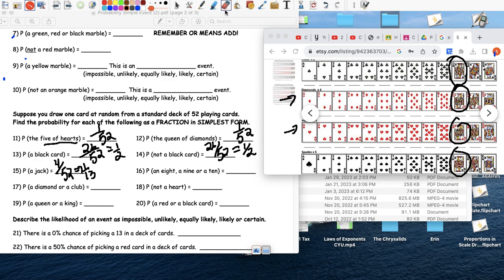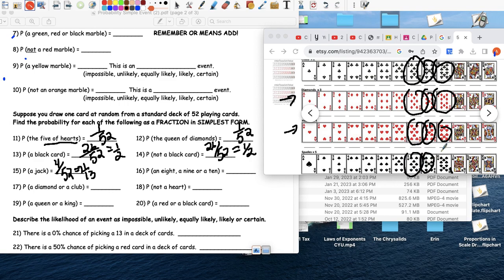An 8, a 9, or a 10. 8, 9, 10 in each suit. So 1, 2, 3, 4, 5, 6, 7, 8, 9, 10, 11, 12. There's 12 out of 52. We simplify this, divided by 4, to 3 out of 13.